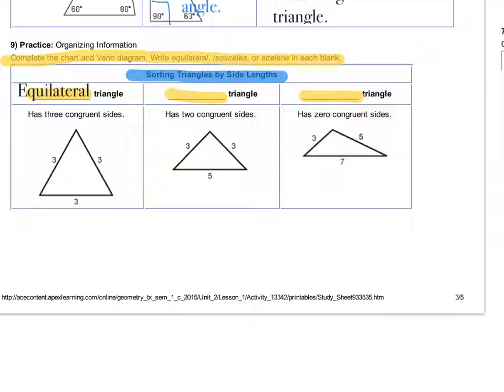And instead of seeing the lines for the side lengths, you may just see tick marks. And it could be one on each one, or it could be two on each one. But either way, that means all those sides are the same length.